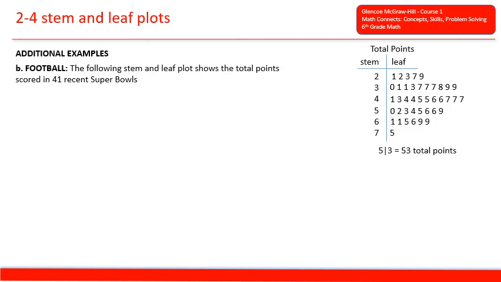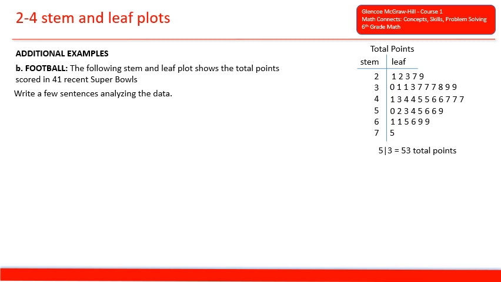Additional examples. The following stem and leaf plot shows the total points scored in 41 recent Super Bowls. So notice that most of the Super Bowls, they score in either the 30s or 40s. And then there is an outlier of 75. And then there are quite a few, 2, 4, 5, that only scored in the 20s. And we know all of this because the key says 5|3 equals 53 points. So the stem is the tens, and the leaf is the ones.